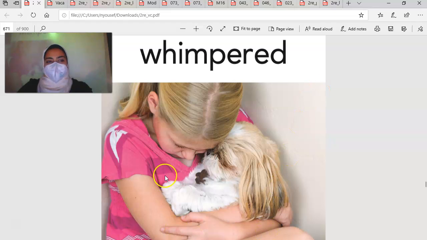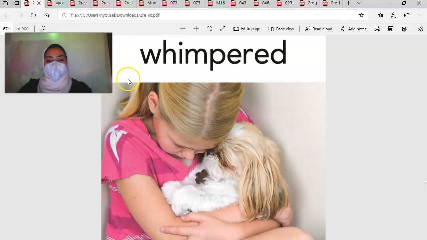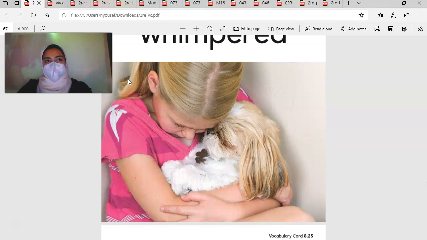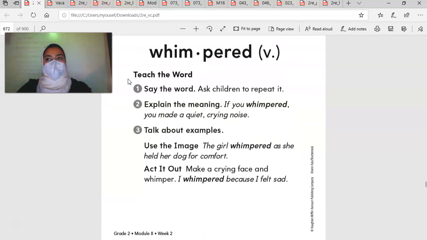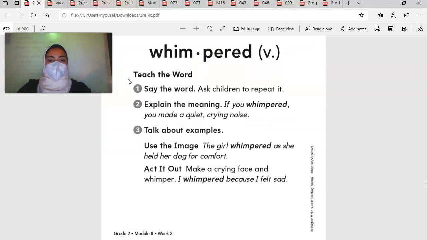And then the next word, which is number 4, whimpered. In the picture, the dog whimpered. And the girl looks sad, and the doggy looks sad. What does whimpered mean? Cry in a soft voice. Very good. To cry in a soft voice. So if you made a quiet crying noise, you whimpered.